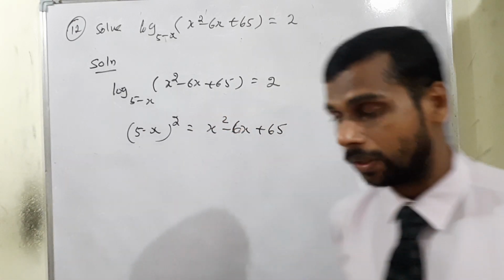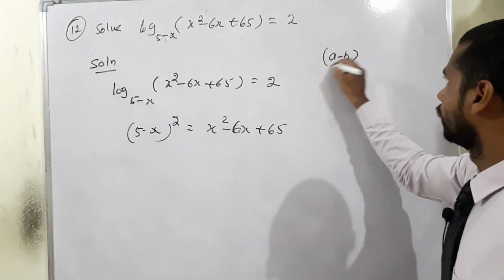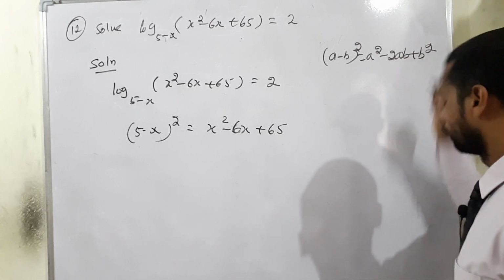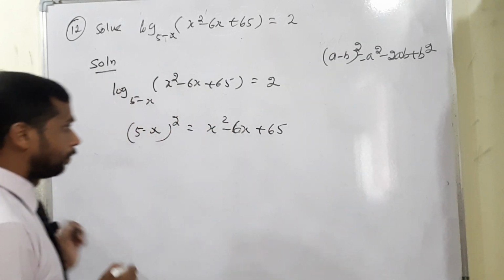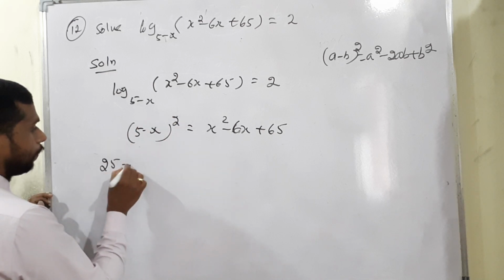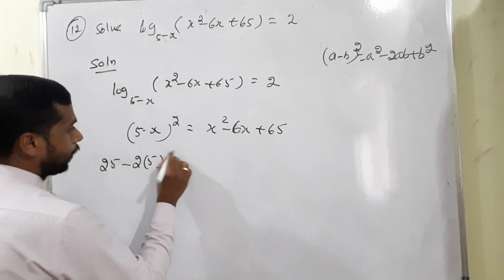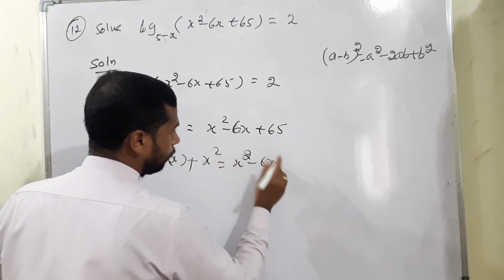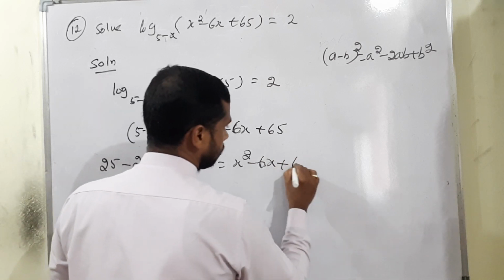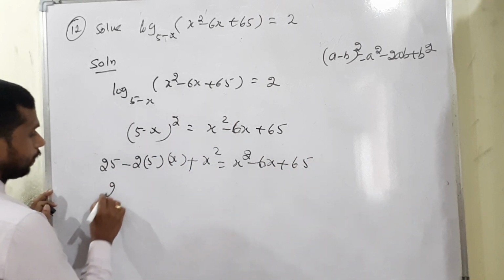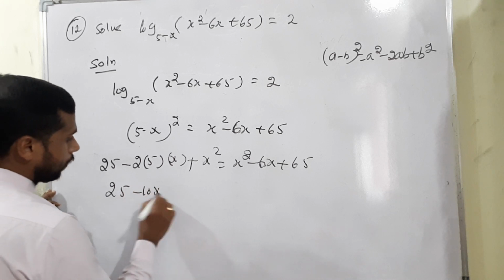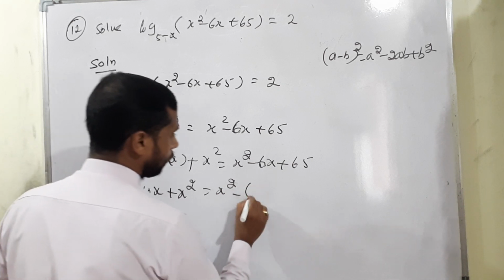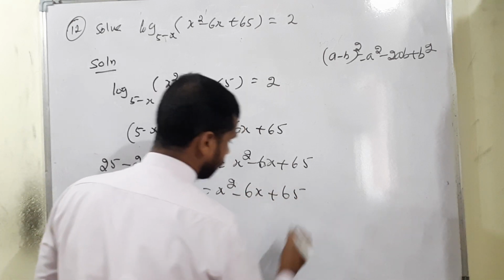What is the formula? A minus b the whole square is equal to a square minus 2ab plus b square. So now 5 square means 25, minus 2 into 5 into x, plus b square means x square, is equal to x square minus 6x plus 65. Again 25, 2 into 5 minus 10x plus x square is equal to x square minus 6x plus 65.